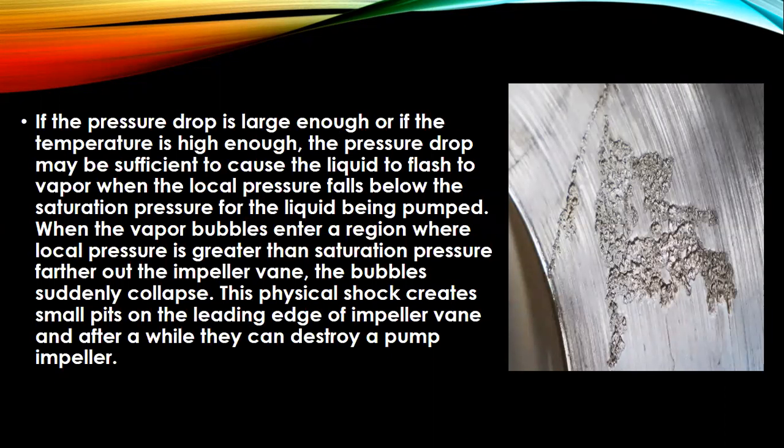If the pressure drop is large enough or if the temperature is high enough, the pressure drop may be sufficient to cause the liquid to flash to vapor, when the local pressure falls below the saturation pressure for the liquid being pumped. When the vapor bubbles enter a region where local pressure is greater than saturation pressure further out on the impeller vane, the bubbles suddenly collapse. This physical shock creates small pits on the leading edge of the impeller vane, and after a while, they can destroy a pump impeller.